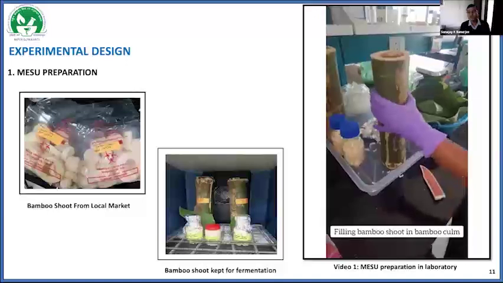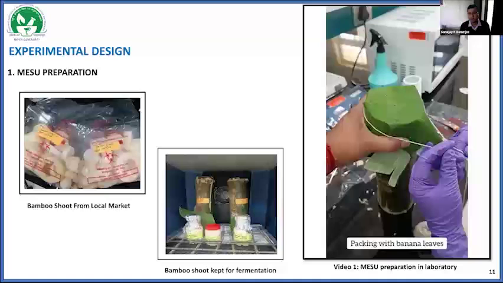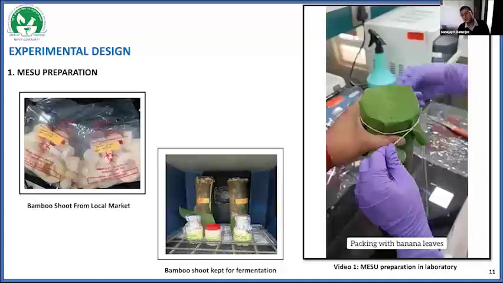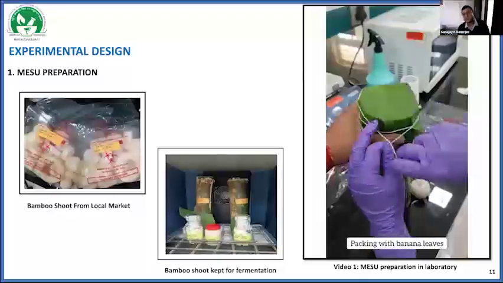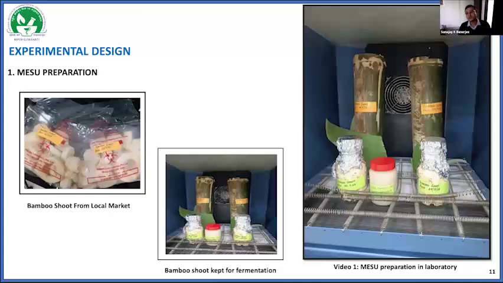then put some into the bamboo gum also. So we made two different preparations in the laboratory. Then on top of it we put banana leaves. We tie it tight. This is the same way the tribal people prepare it. And now we put it at 30 degrees centigrade for 15 days for the fermentation.